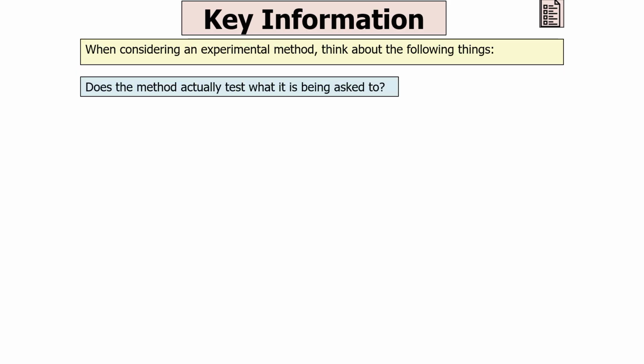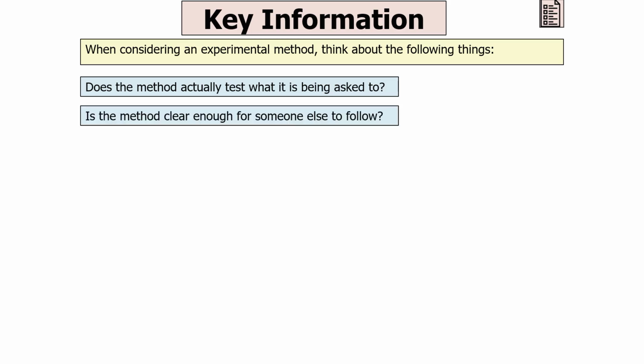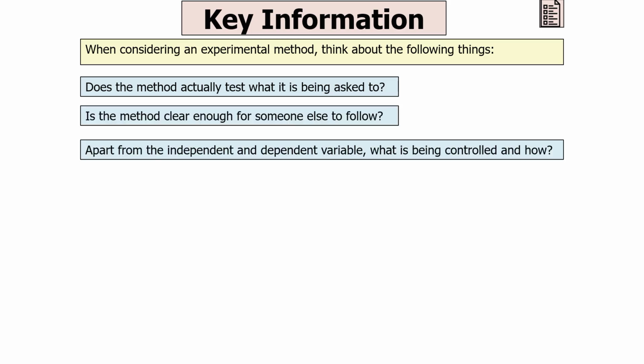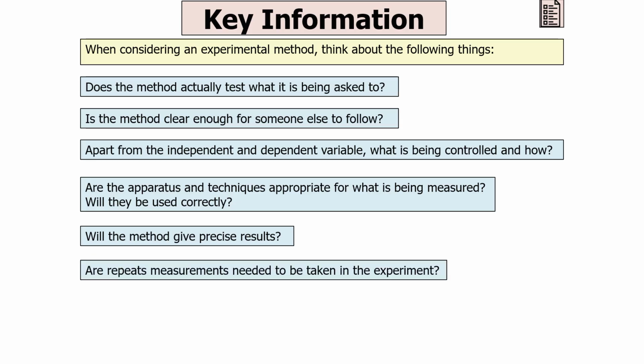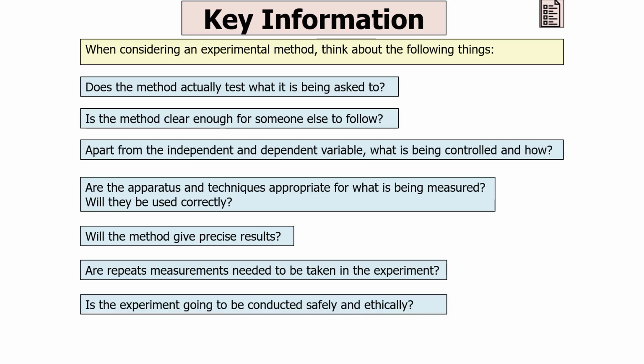So when you're considering an experimental method, think about the following things in your answer. Does the method actually test what it's being asked to? Is the method clear enough for someone else to follow? Apart from the independent and dependent variables, what is being controlled and how? Are the apparatus and techniques appropriate for what is being measured, and are they being used correctly? Will the method you are using give precise results? Are repeat measurements needed to be taken in the experiment? Is the experiment going to be conducted safely and ethically?